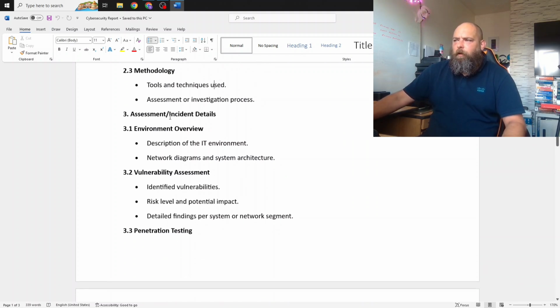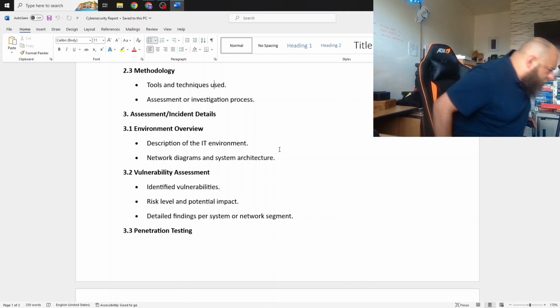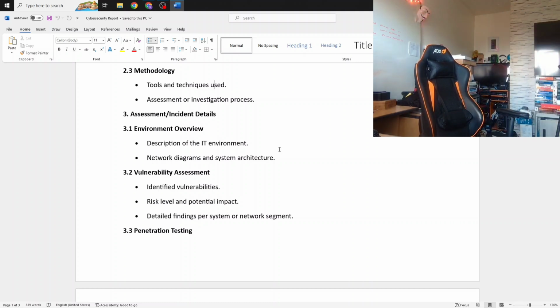Section 3 gives us our assessment/incident details. 3.1 is the environment overview. So you'd have a description of the IT environment, network diagrams and system architecture. Now this would be quite a long process of identifying that. So not only would you have network diagrams and system architecture, bear with me while I just go and get a document for example.